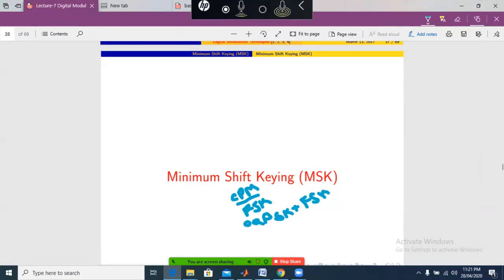In this lecture, we learn about minimum shift key. This is in fact the continuous phase modulation or the continuous phase frequency shift key. Actually, when we study the variants of QPSK, we learn that we have the phase variations from 180 degree to plus minus 90 degree or plus minus 45 degree.